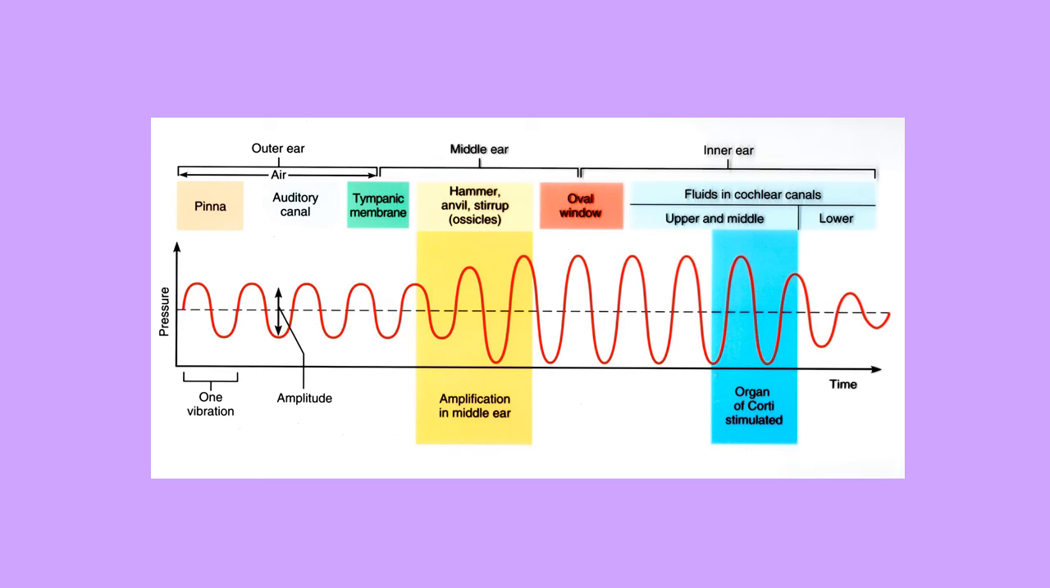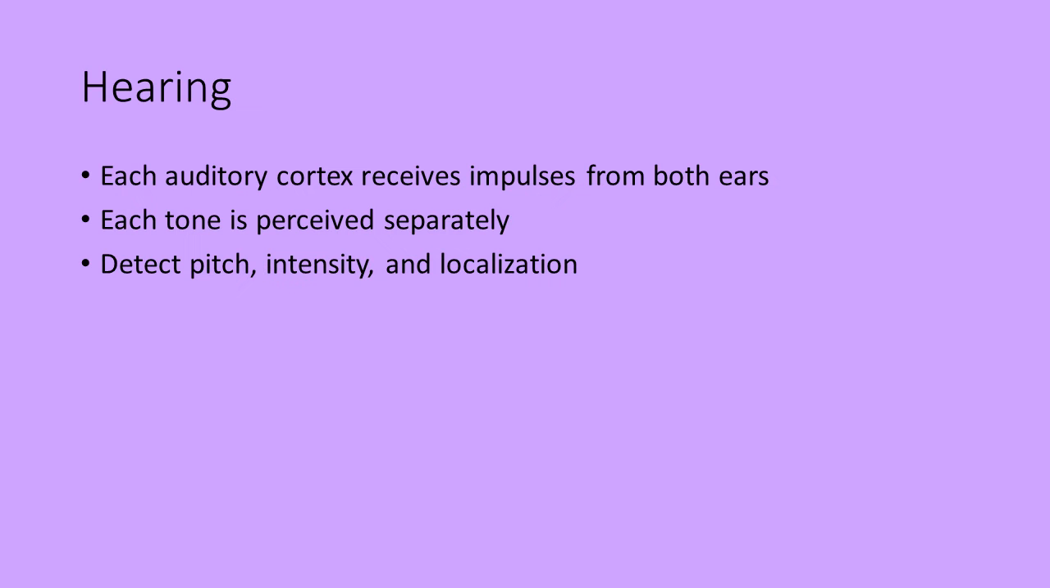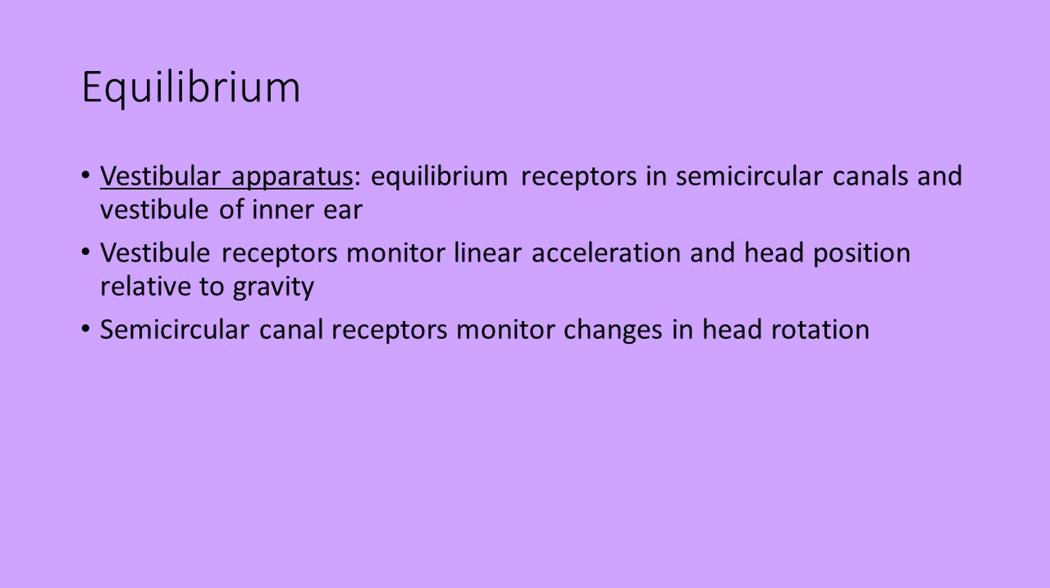And this diagram is just showing the sound waves as they move through from the outer ear. You can see as it moves in the inner ear, it becomes amplified, remains amplified in the inner ear. So in order to hear, you are getting impulses from both ears. That's going to help you to localize where the sound is coming from. Each tone is going to be perceived separately. And then the brain has to analyze in the hearing section. It will analyze the tone, the location, the pitch, etc.